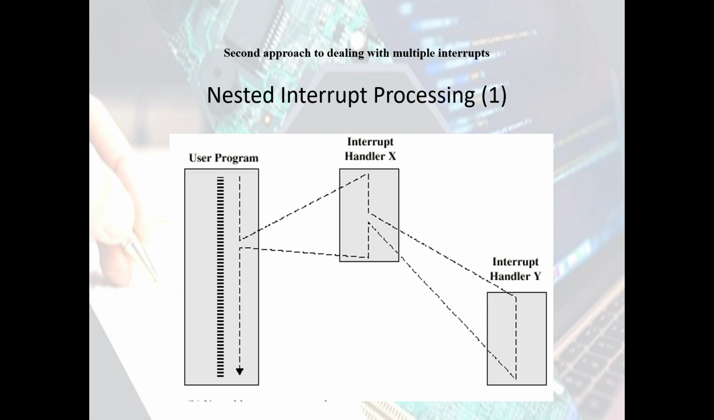Nested interrupt processing is a method of handling interrupts in a computer system where a higher priority interrupt can be serviced even while a lower priority interrupt is being processed. In simpler terms, if a higher priority interrupt occurs while the system is already handling a lower priority interrupt, the system temporarily interrupts the lower priority process to address the more critical event. This allows for a level of prioritization and responsiveness, ensuring that important tasks are handled promptly, even if less critical interrupts occur concurrently.